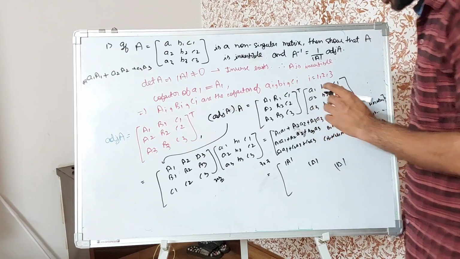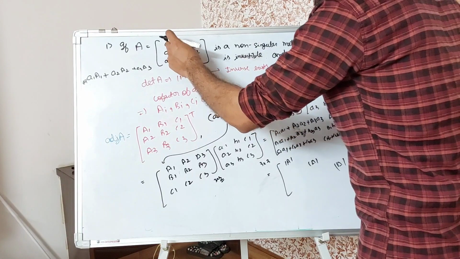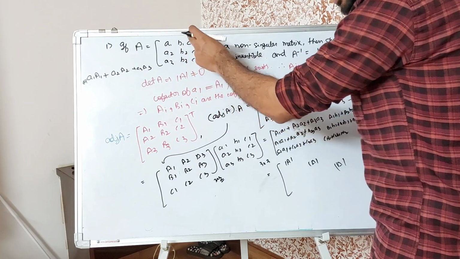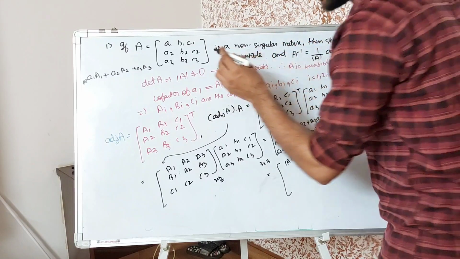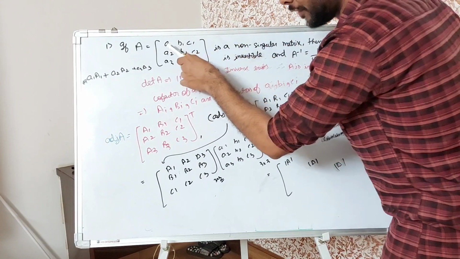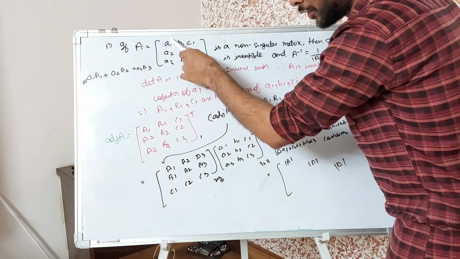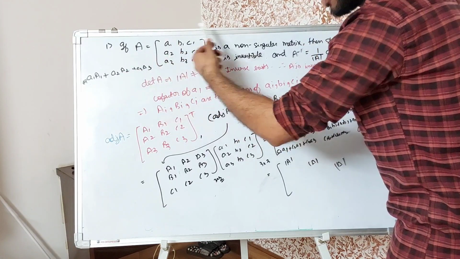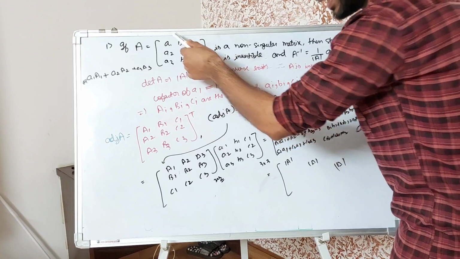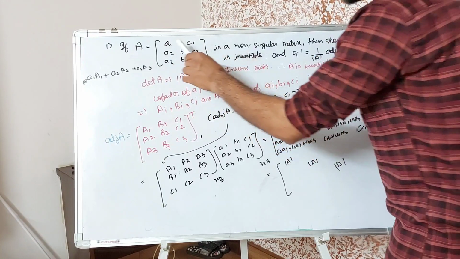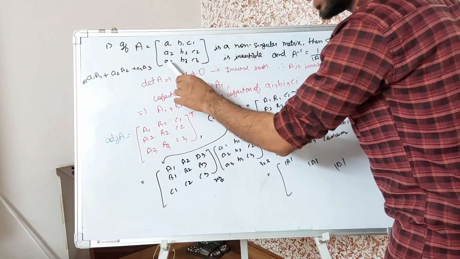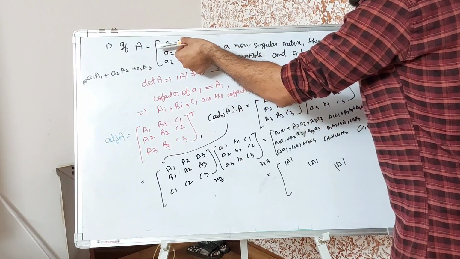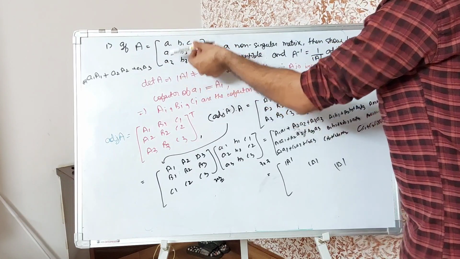The second property is that whenever you take the elements of the first column and multiply with the cofactors of any other column, very important, if you take the sum of the products of the elements with the cofactors of any other column, it's always 0. Like A1 into capital B1, A2 into capital B2, A3 into capital B3, it's going to be 0. Same goes with the row: A1, B1, C1, capital A2, B2, C2, capital A3, B3, C3. The sum would be 0.